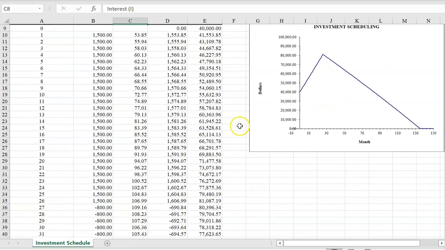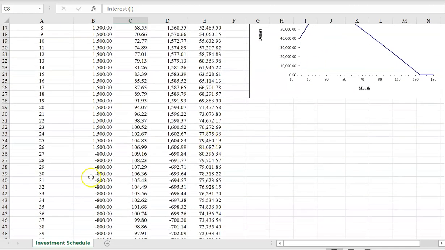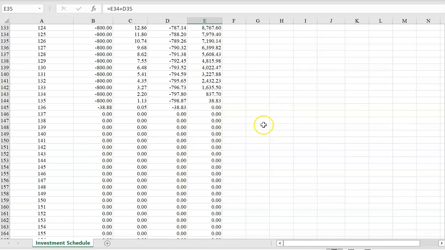It's whacked it right back up again. And if I have a look, my balance after that year is $81,087.19, and you can see that it runs out of money on the 136th fortnight.